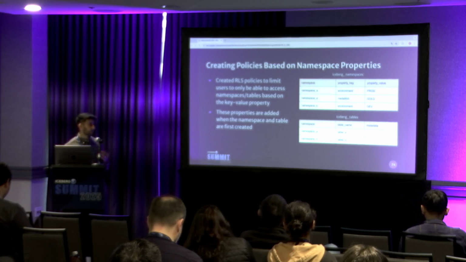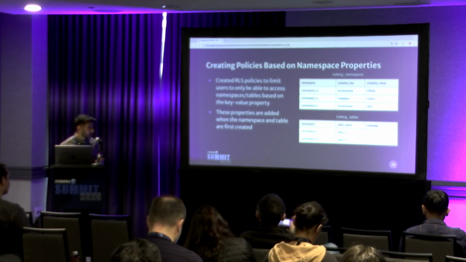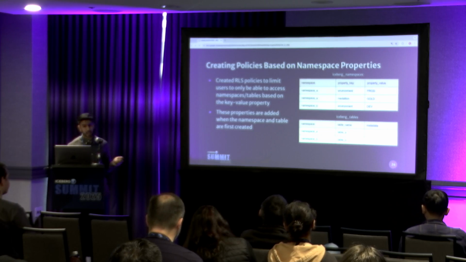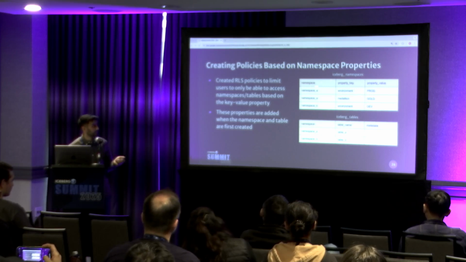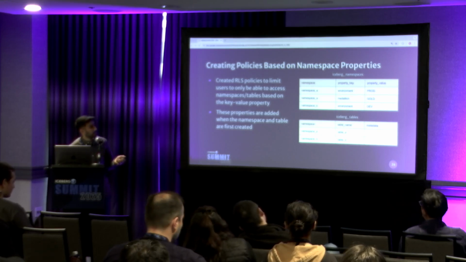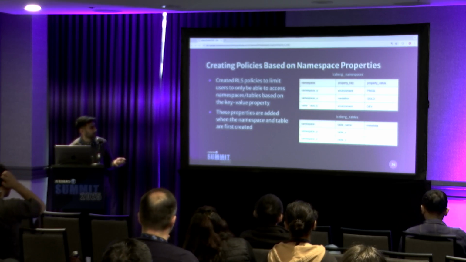For our system, we specifically only handle this when the table is first created, but it is really nice that we can evolve this at any point in time. An example of what this looks like: in your catalog, you have two main tables. You have your Iceberg namespaces table, which will look something like this. Here you can see we have two namespaces, namespace A and namespace B.